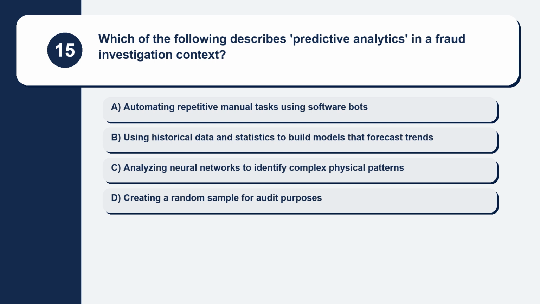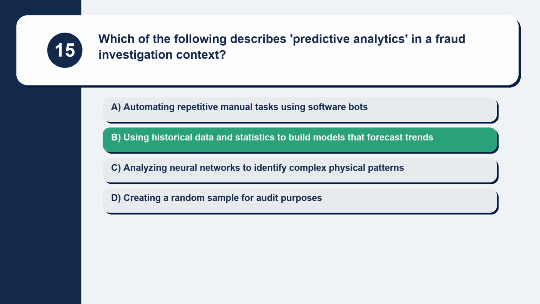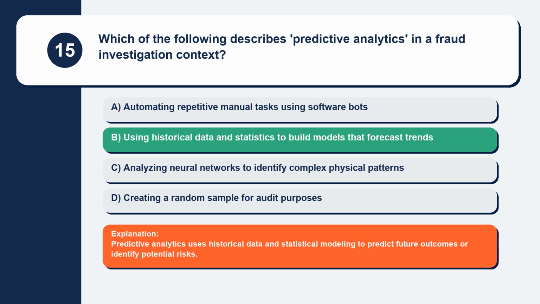Question 15. Which of the following describes predictive analytics in a fraud investigation context? Automating repetitive manual tasks using software bots. Using historical data and statistics to build models that forecast trends. Analyzing neural networks to identify complex physical patterns. Creating a random sample for audit purposes. Predictive analytics uses historical data and statistical modeling to predict future outcomes or identify potential risks.